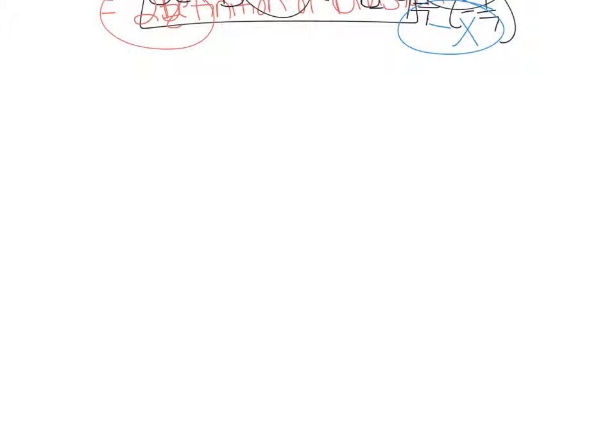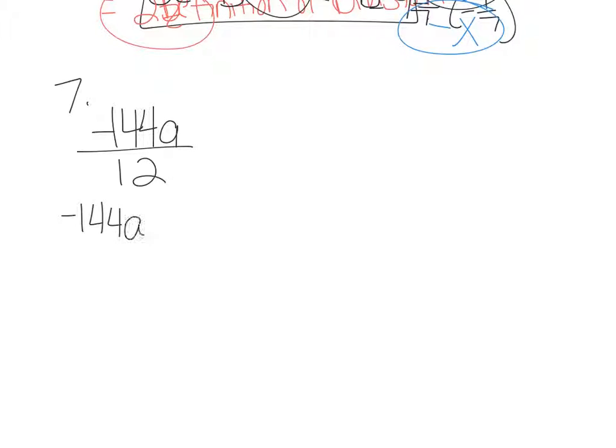2 more. I want you guys paying really close attention to these ones because these are the ones that always seem to get people. If I have negative 144a over 12, so this is negative 144a divided by 12, right? That's just what that division bar means. So if we disregard our variable, I could rewrite this as negative 144 over 12, and then maybe move the a out to the side because it seems to be the confusing part here.